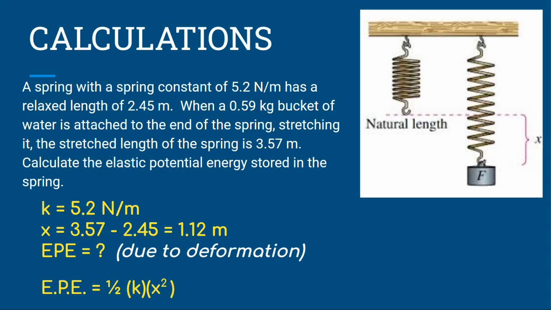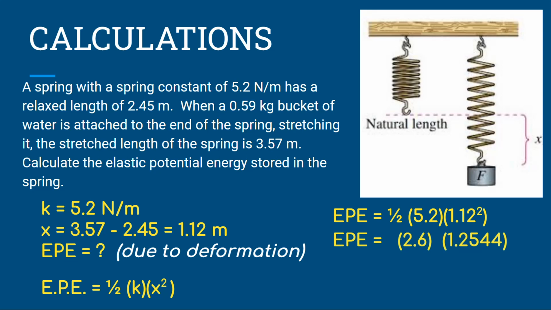Our equation is 1/2 kx squared, which is 1/2 times 5.2 times 1.12 squared. Half of 5.2 is 2.6. 1.12 squared is 1.2544. Multiply those two together, and you get 3.26 joules. Are there any questions about the calculation? No? I'm hoping y'all think these are pretty straightforward.